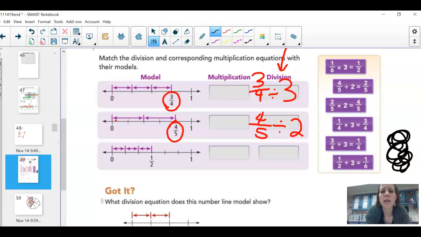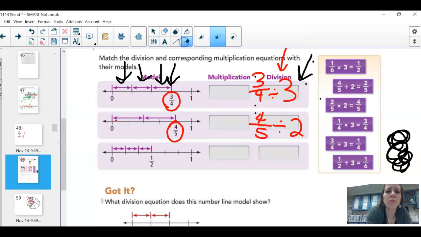Y entonces, ayer nosotros estábamos buscando esto, y entonces recuerdas que yo voy a empezar con este número, y entonces yo tengo tres cuartos. Y entonces yo voy a contar el número de las flechas. I'm going to count the arrows. 1, 2, 3. Y entonces yo tengo tres grupos, y entonces 3 cuartos entre 3, ¿ok? Este es mi problema. Y ahora vamos a buscar por la respuesta, ¿ok?